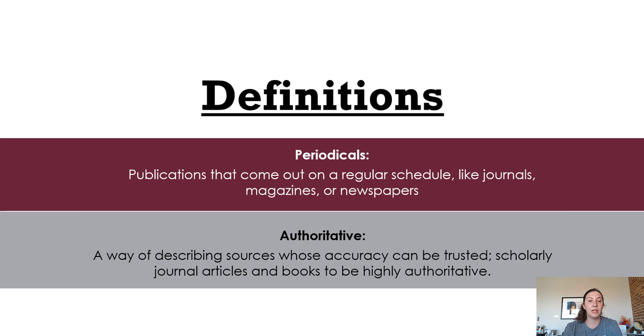Periodicals are publications that come out on a regular schedule, like journals, magazines, and newspapers. And then authoritative is a way of describing sources whose accuracy can be trusted. Scholarly journal articles and books are highly authoritative.